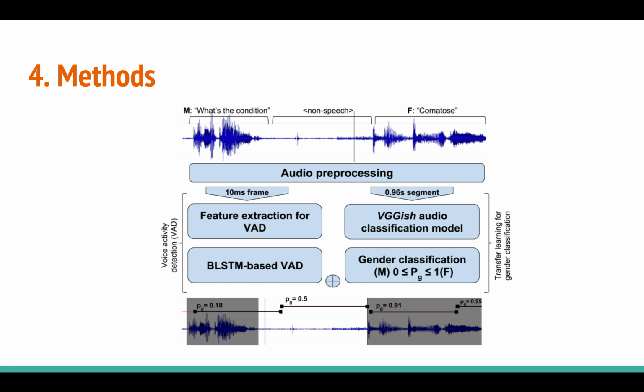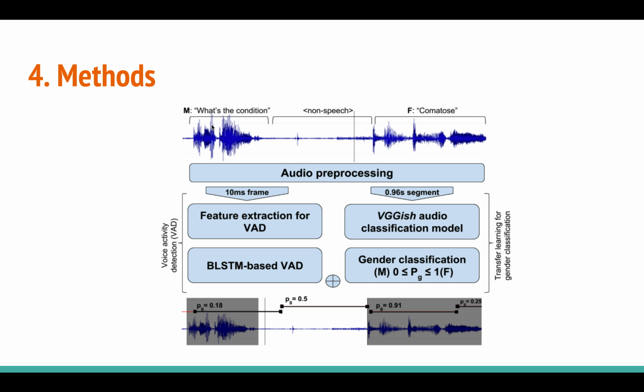And for training the gender classification model, we use AudioSet and the WSJ data. So basically the models are like this. There are two models here. One is for VAD, one is for gender classification.